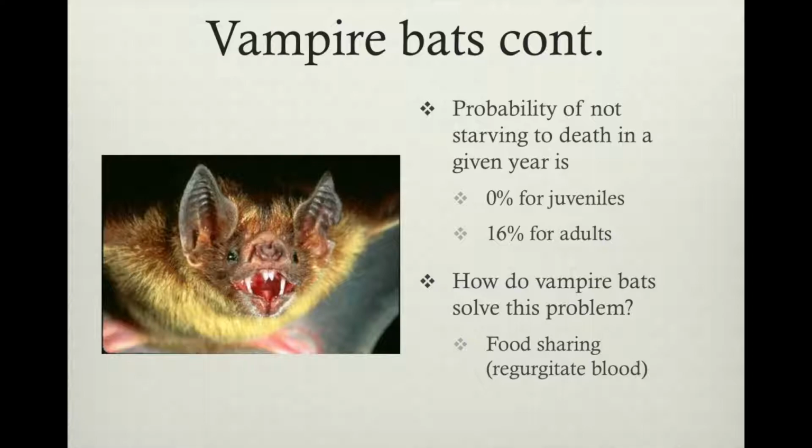So how do vampire bats solve this problem? They solve it by food sharing, just like human groups solve this problem by food sharing. And we'll move into our discussion of humans in just a few minutes. For vampire bats, the form that food sharing takes is the regurgitation of blood. When they feed, they fill their bellies with blood. When they need to share food in order to help ensure survival, they'll regurgitate a portion of the blood that they have in their stomachs.